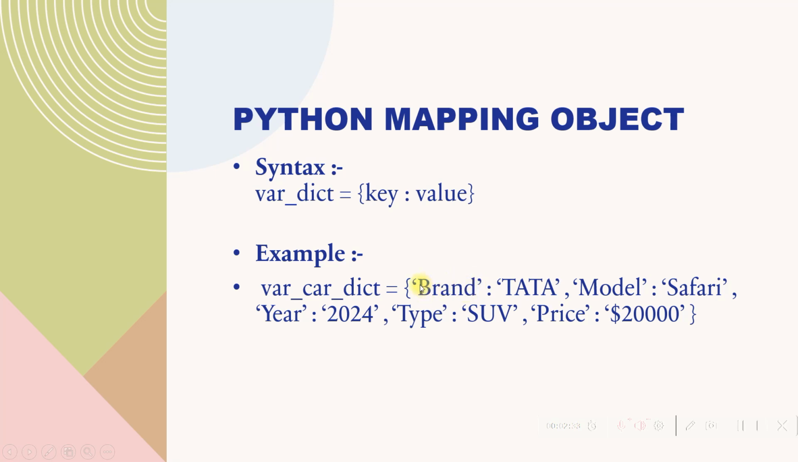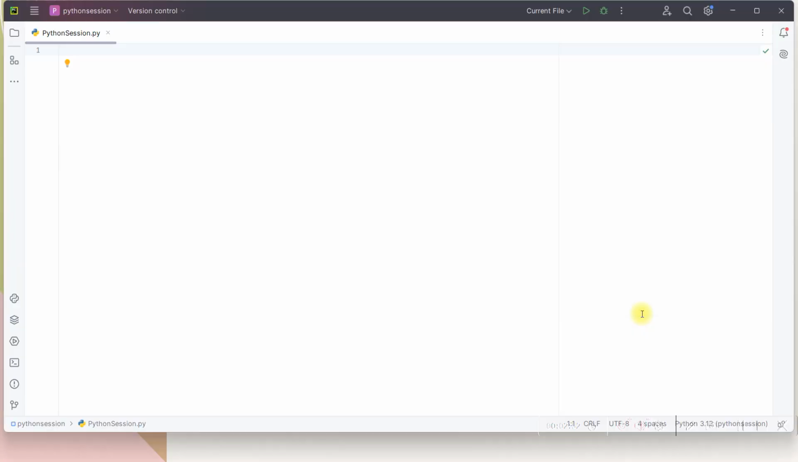So let's say brand. What is the brand of the car? It is Tata. What is the model? It is Safari. In which year was it manufactured? It was 2024. What is the type of the car? It is SUV. And what is the price? It is $20,000. Okay, now let's try this in PyCharm.